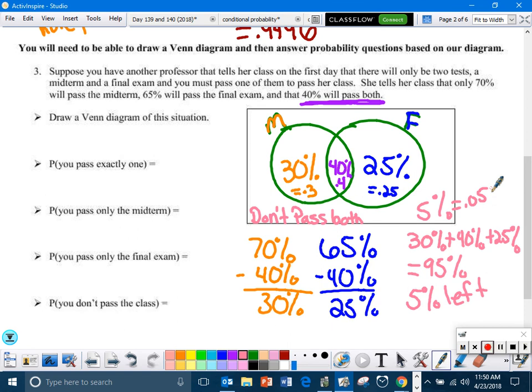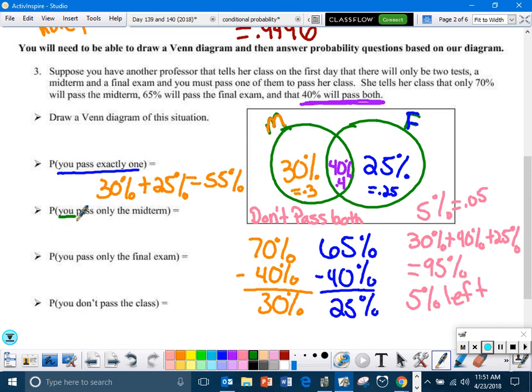All right, so now the first question is, what's the probability you pass exactly one of them? So that means you either pass the midterm, which is 30% only, or you pass the final exam, which is 25%. So your chance of passing only one of them is 55%. All right, let's go to the next one.